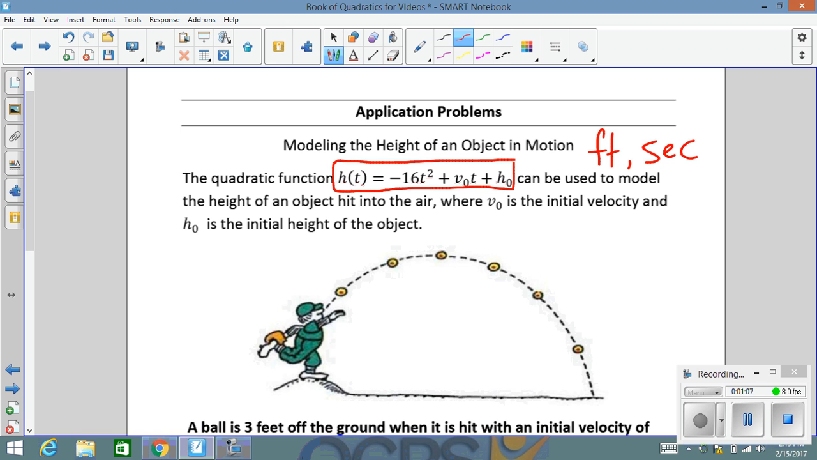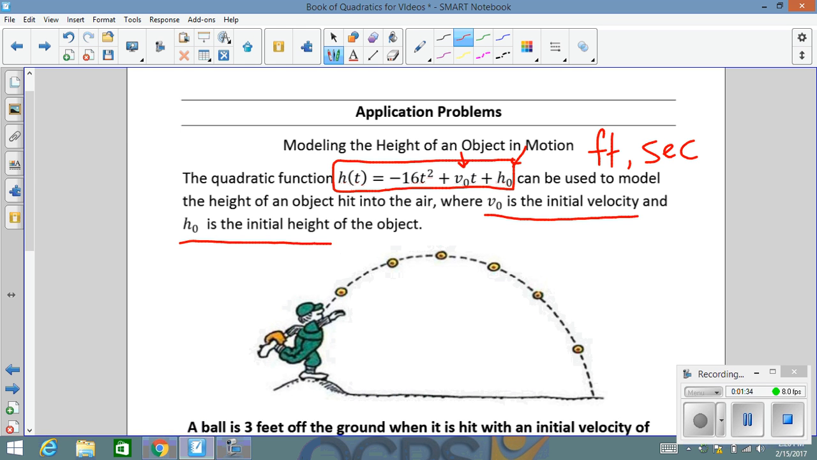Now, the v naught, that little v with a 0, is our initial velocity. So it's how hard we hit the ball to begin with. And the h naught right there, that's our initial height. It's where the ball is starting from. Obviously, there are other factors that come into play. We're neglecting those factors for now. We're just concentrating on those two, the initial velocity and the initial height.